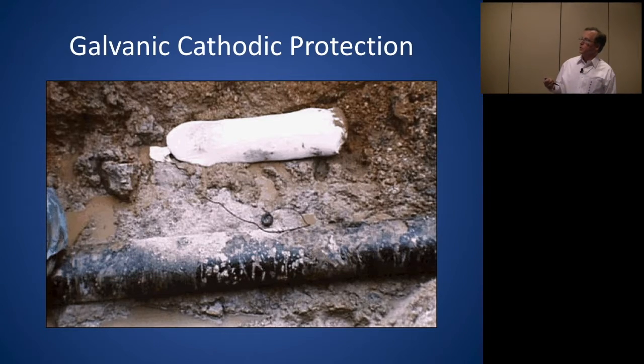And this is the magnesium. You saw it was like 1.75 volts. This is the ductile iron, which is about 0.5 volts. So you got about 1.25 volts or so of voltage here to drive the current. Okay.